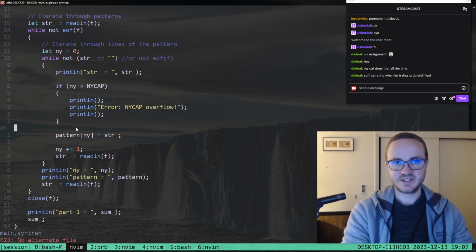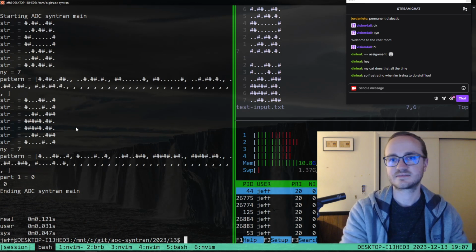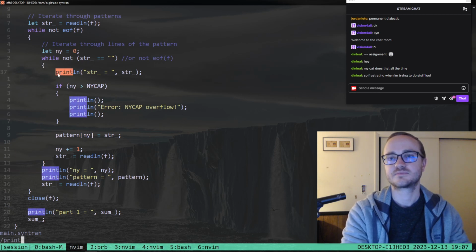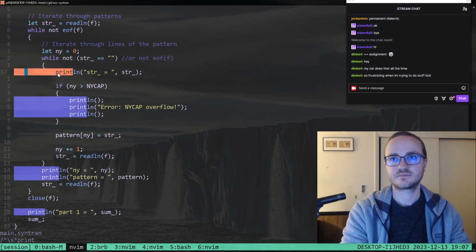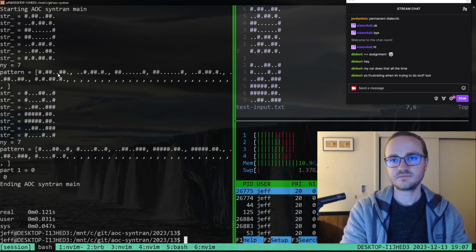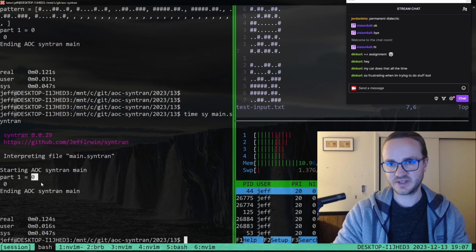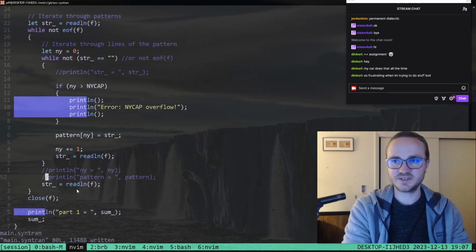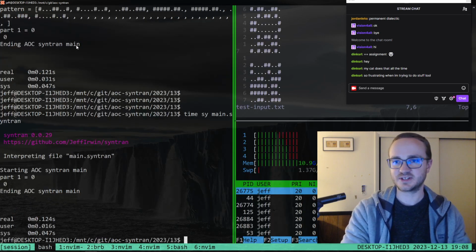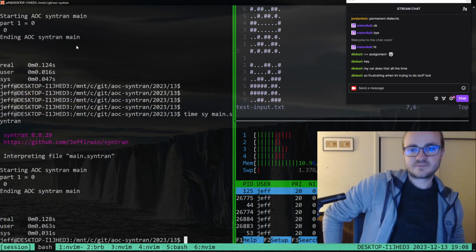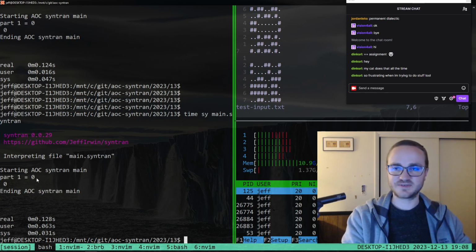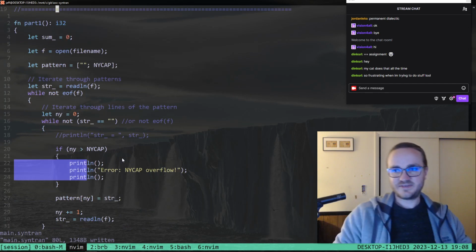So let's make sure we're not overflowing. Okay, so nothing got printed. The test input doesn't overflow. Let me quickly check the real input to make sure this doesn't overflow the capacity. Okay, so all it prints is part 1. It doesn't say anything about error, capacity overflow. So I think we're safe.